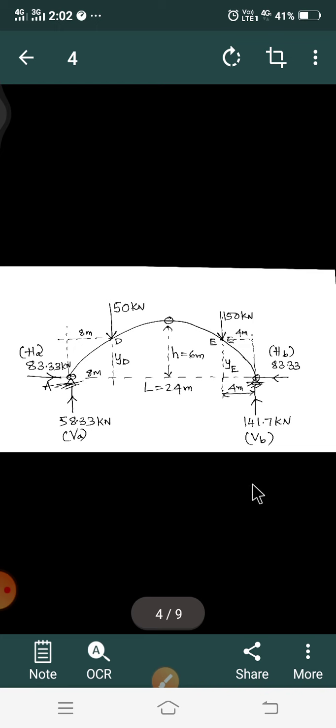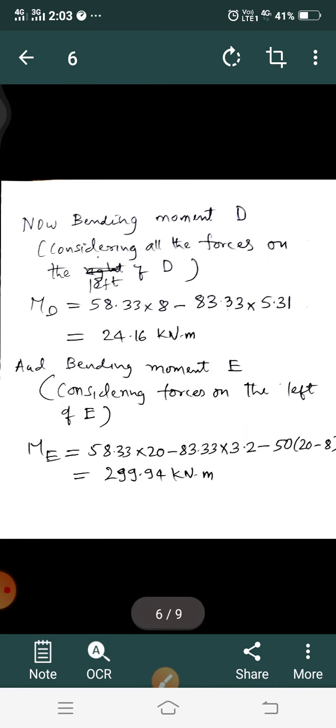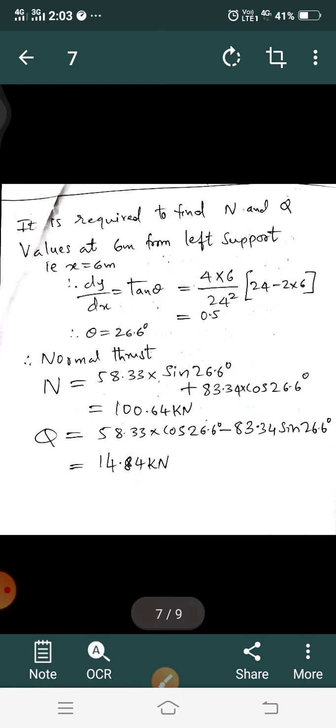Let us go back to that page. So this is where we can see here ME is equal to 58.33 into (20 minus H), that is 83.33 into 3.2, minus 50 into (20 minus 8). So 50 into the distance between the two vertical forces. So finally we end up getting the value of ME as 299.94.